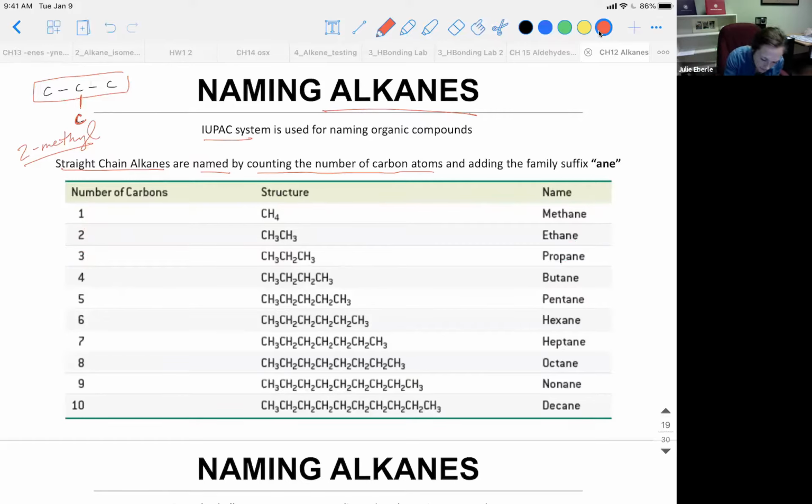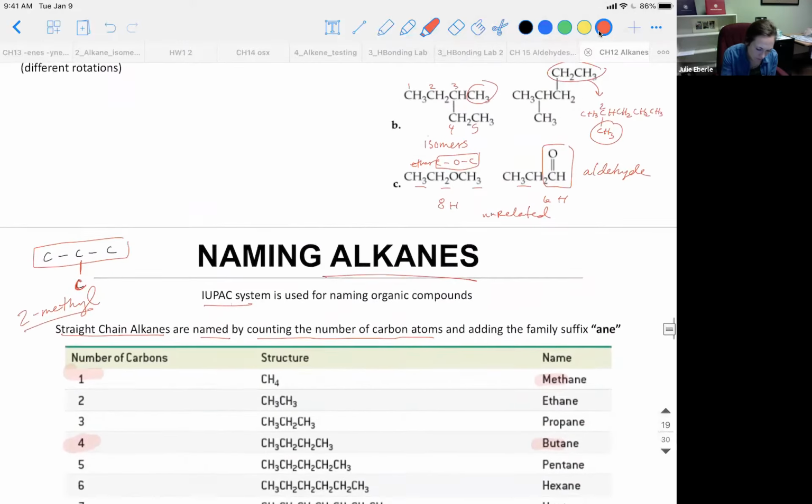So if it is meth, we know it's a 1 carbon. So I'm going to go down here to but, because that is the root word in a tert-butyl group. And we know we've got 4 carbons.